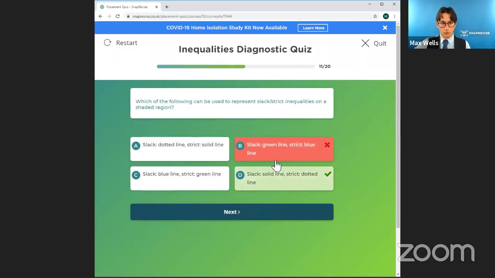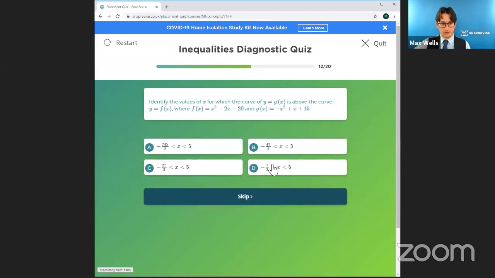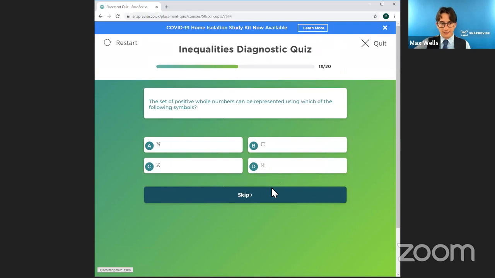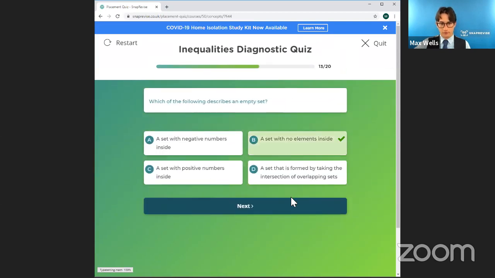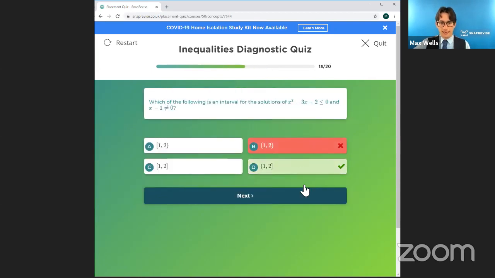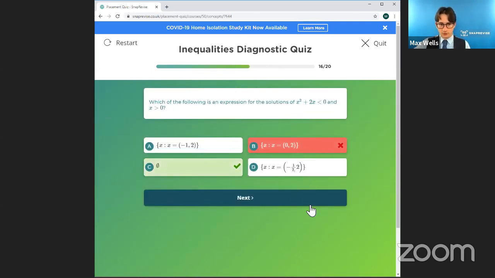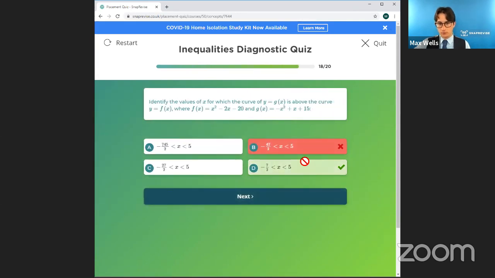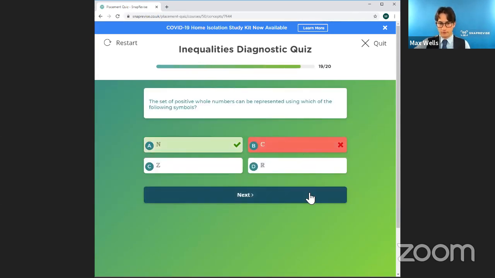So by the end of the diagnostic quiz, I'm just going to skip some of these, we'll know exactly what questions you struggled with. It could be that you did a lucky guess and so on, but it has everything. It has the rigor, it has the notation, and really importantly it will give you a picture of what you struggle with as well.